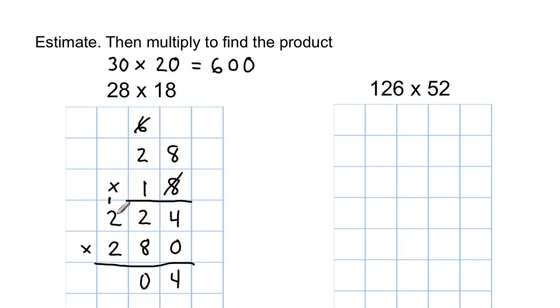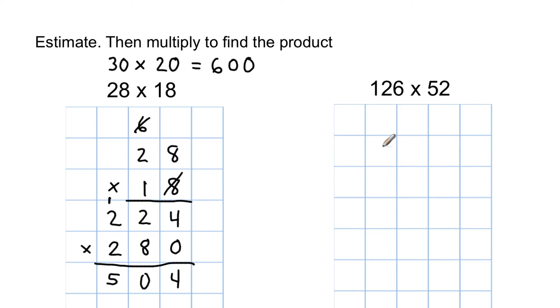So 8 times 2 is 10. The 10 is written up there, the 0 on the bottom. And then 1 plus 2 plus 2 equals 5. All right, so our estimate was 600, and our actual product was 504. Now that's close enough for this one. If we got like 5,000, then our estimate would be so different that we must have made a mistake. But in this one, we're going to say, hey, I think we did it okay.